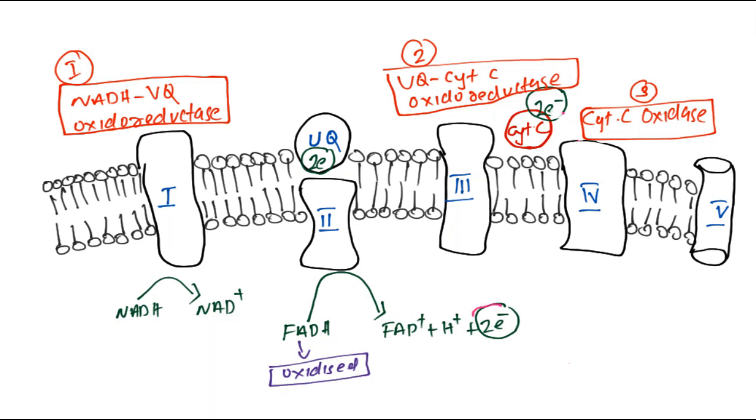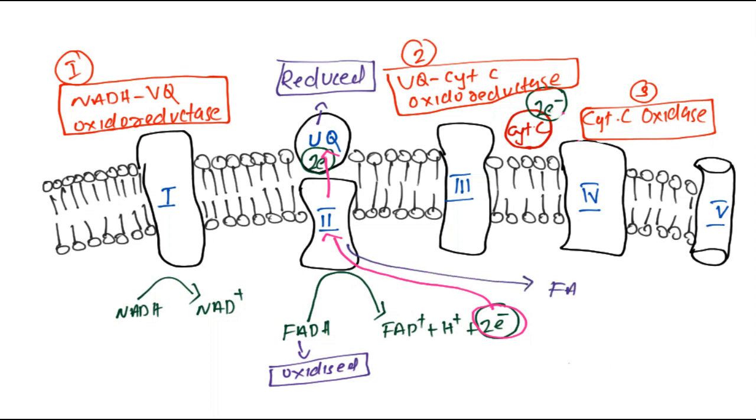The electrons released from here will be accepted by complex 2 and then travel to the ubiquitin. Since the ubiquitin is getting the electron, it is getting reduced here. So what will be the name of complex 2? It will be known as FADH ubiquitin oxidoreductase. That is the specific name for it, FADH ubiquitin oxidoreductase.